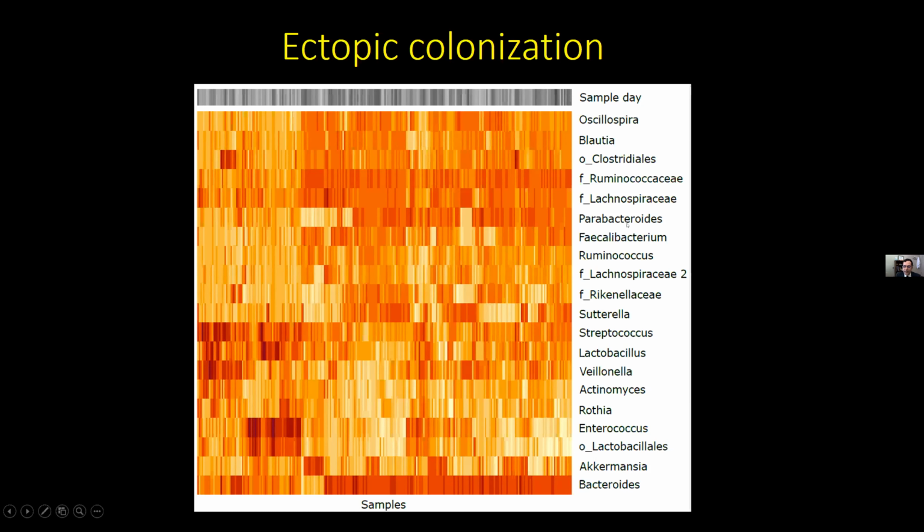You can see that some of these most common bacteria actually belong to the mouth. So Rothia, for example, a lot of the streptococci, or for example, Veillonella.